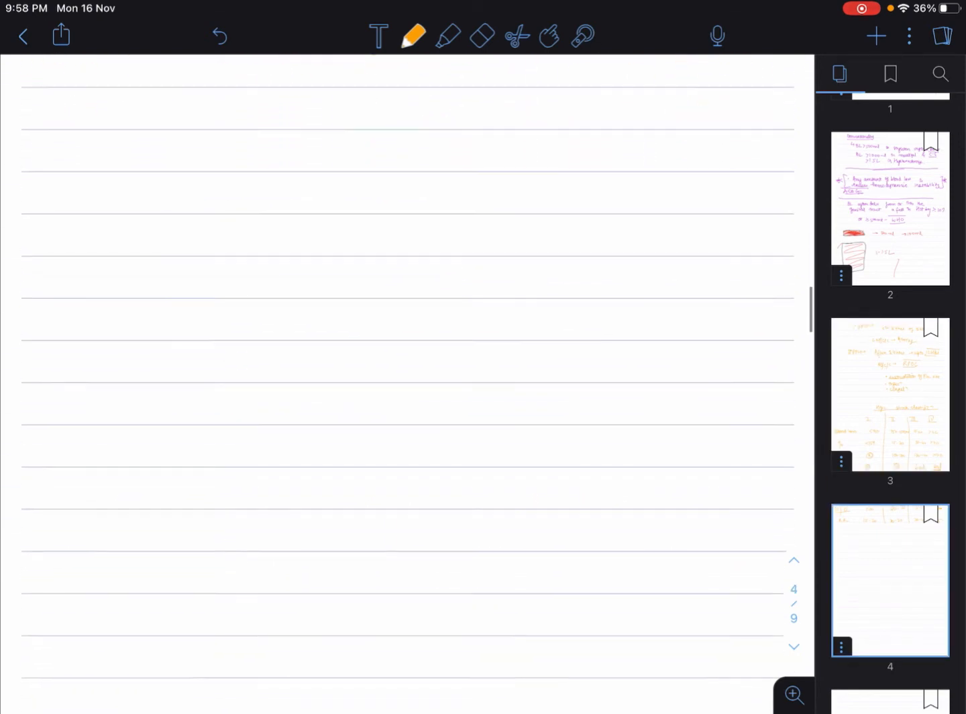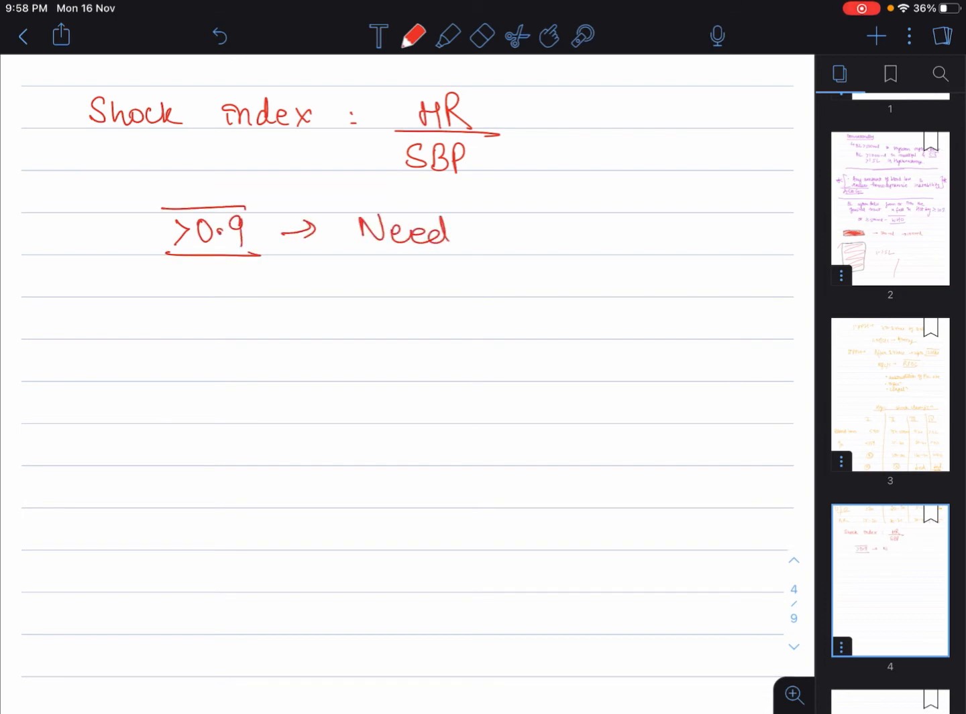A very important question that they might ask you is, what is shock index, right? Shock index is the ratio between heart rate and systolic BP, right? So what is the important cutoff? More than 0.9. If the value is there, then there is a need for resuscitation.